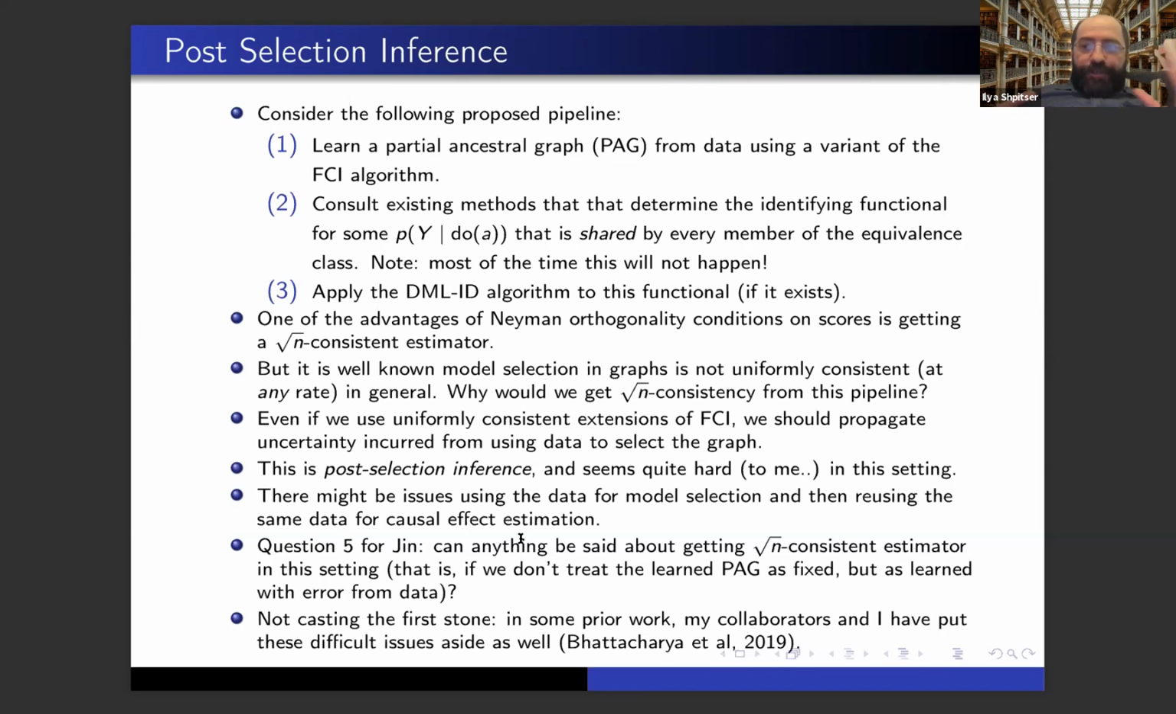And I should say, this is not a criticism. This is a hard problem. And I myself have some prior work on this where we basically ignore this issue entirely. So I think it's understandable, but it is an issue, and people do work on post-selection in statistics.